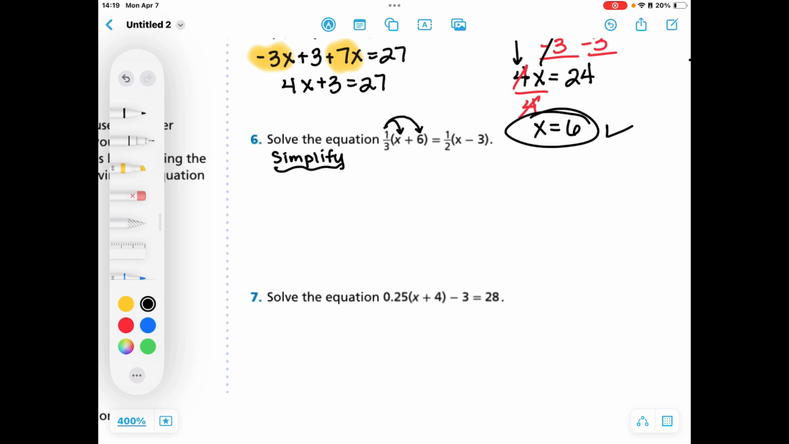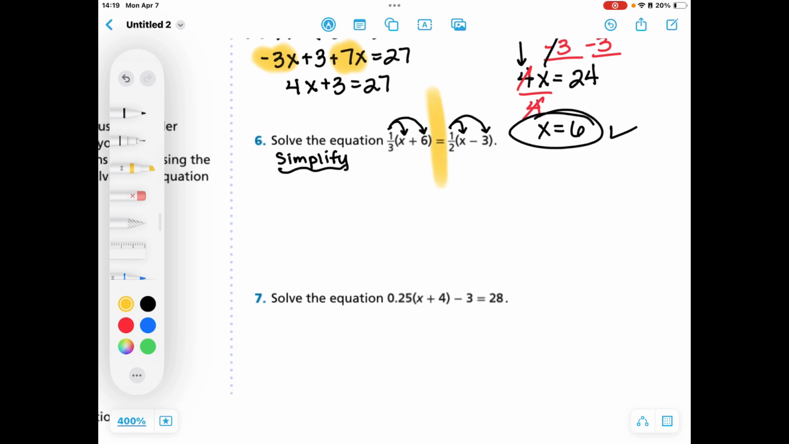Distribute first. Now this one does require us to distribute on both sides of the equal sign. So just keep in mind here that it's as if we're doing two separate equations. One of them is dealing with the 1/3 and the other is dealing with that 1/2. So the first one, I'm going to have a 1/3 x plus 6 divided by 3 is 2, equals. Then I'm going to have a 1/2 x minus 3 over 2. Because keep in mind that distributing just deals with multiplication.